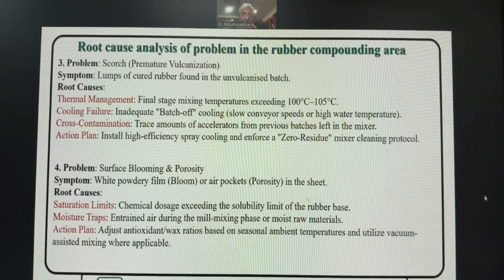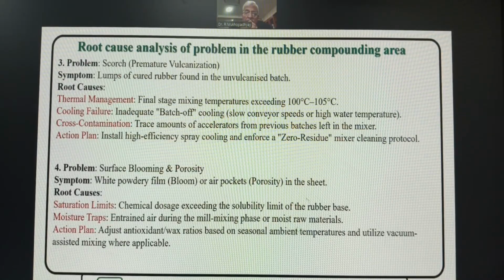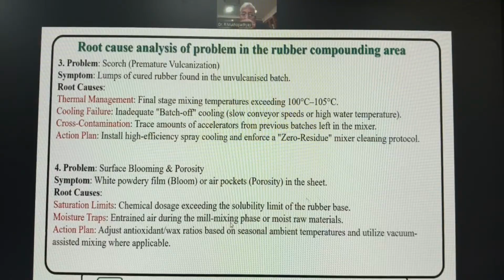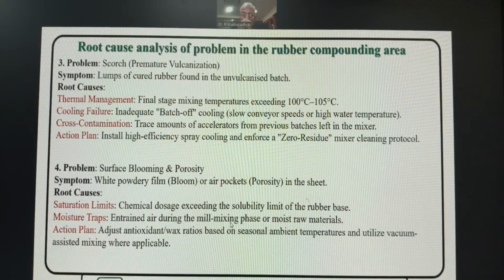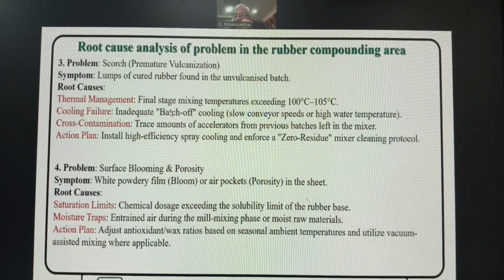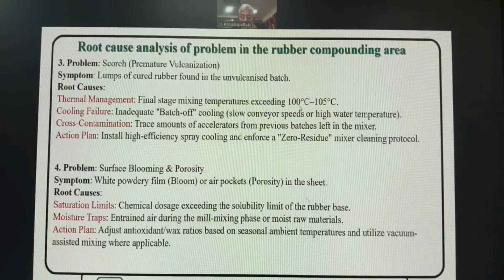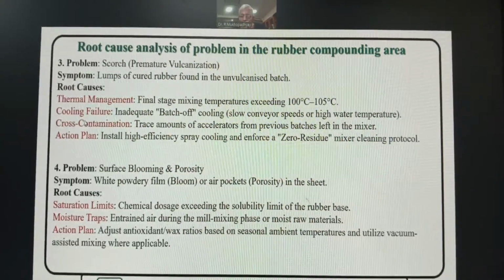Suppose you get a scorching problem, premature vulcanization in the mixing area, or lumps of pure rubber found in the unmixed grain. There is the temperature management: in the final stage of mixing, the temperature exceeding by 5 degrees centigrade. Cooling: an inadequate batch-off cooling system, compounded with high water temperatures, especially in the summer.